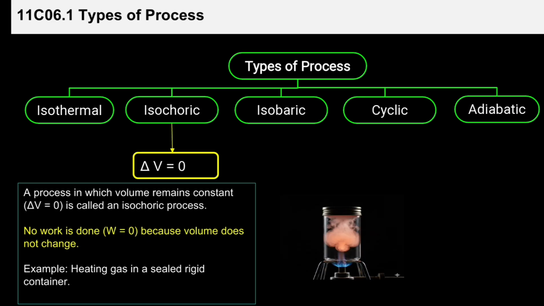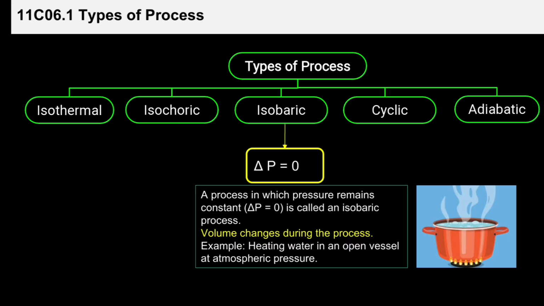So next is isochoric process. A process in which volume remains constant is called an isochoric process. No work is done in this process because volume does not change. For example, heating gas in a sealed rigid container. Next is isobaric process. A process in which pressure remains constant is called an isobaric process. In isobaric process, volume changes to maintain equilibrium of the system. For example, heating water in an open vessel at atmospheric pressure is an example of an isobaric process.